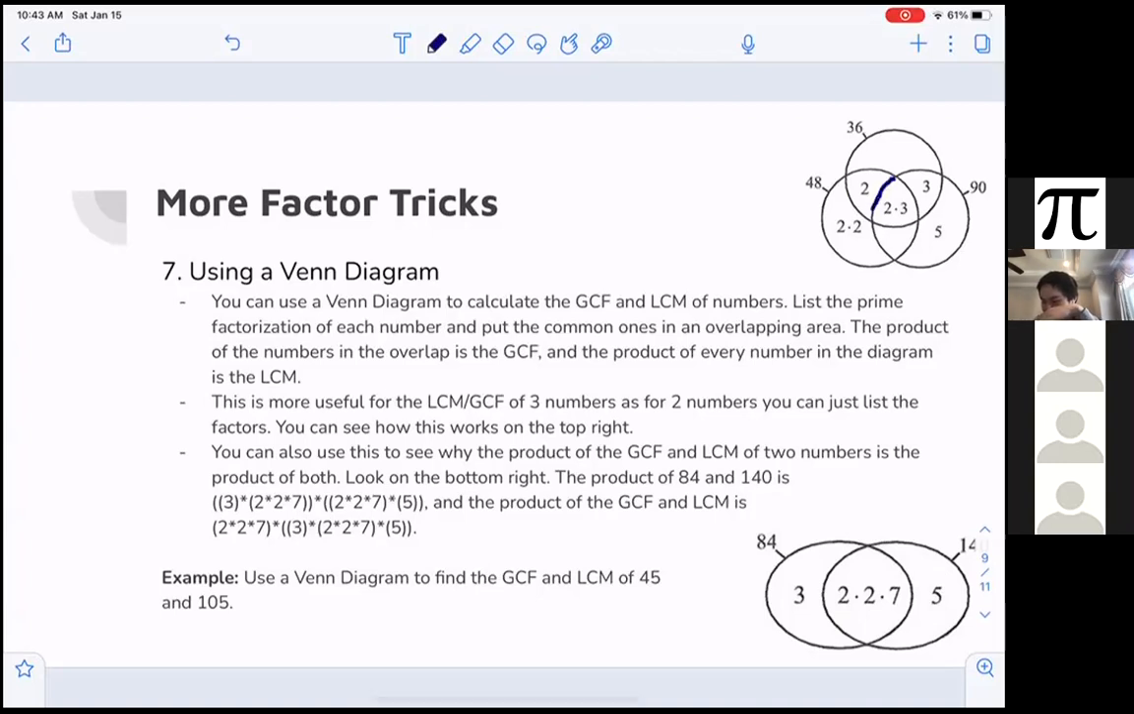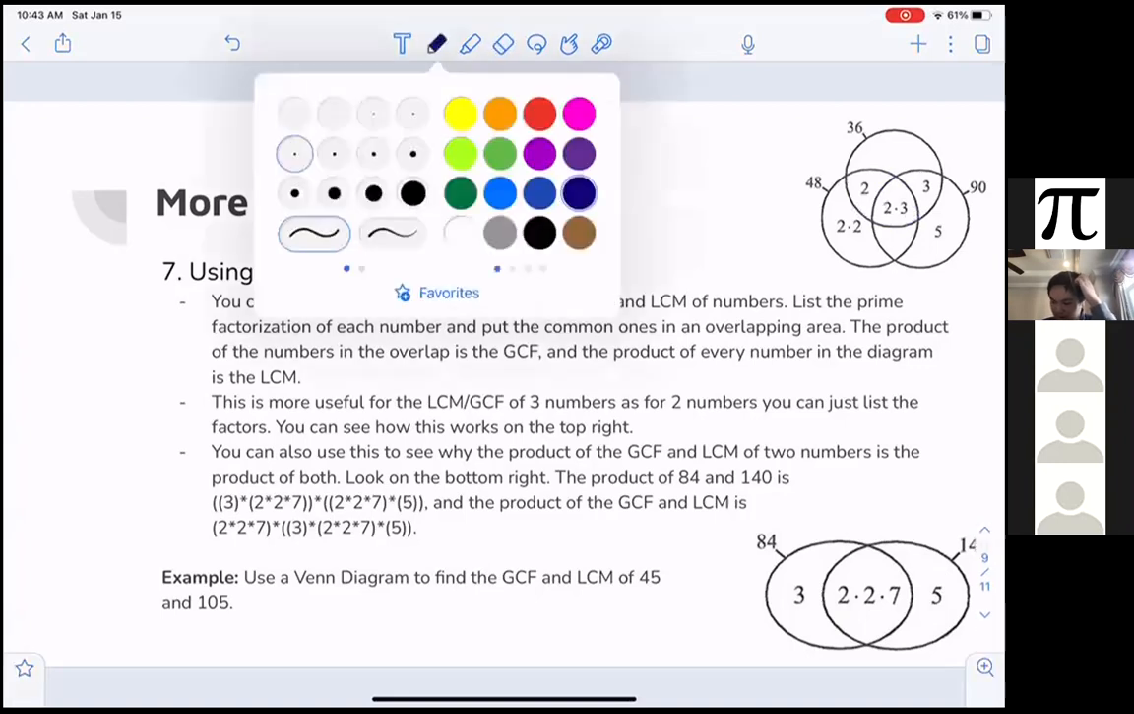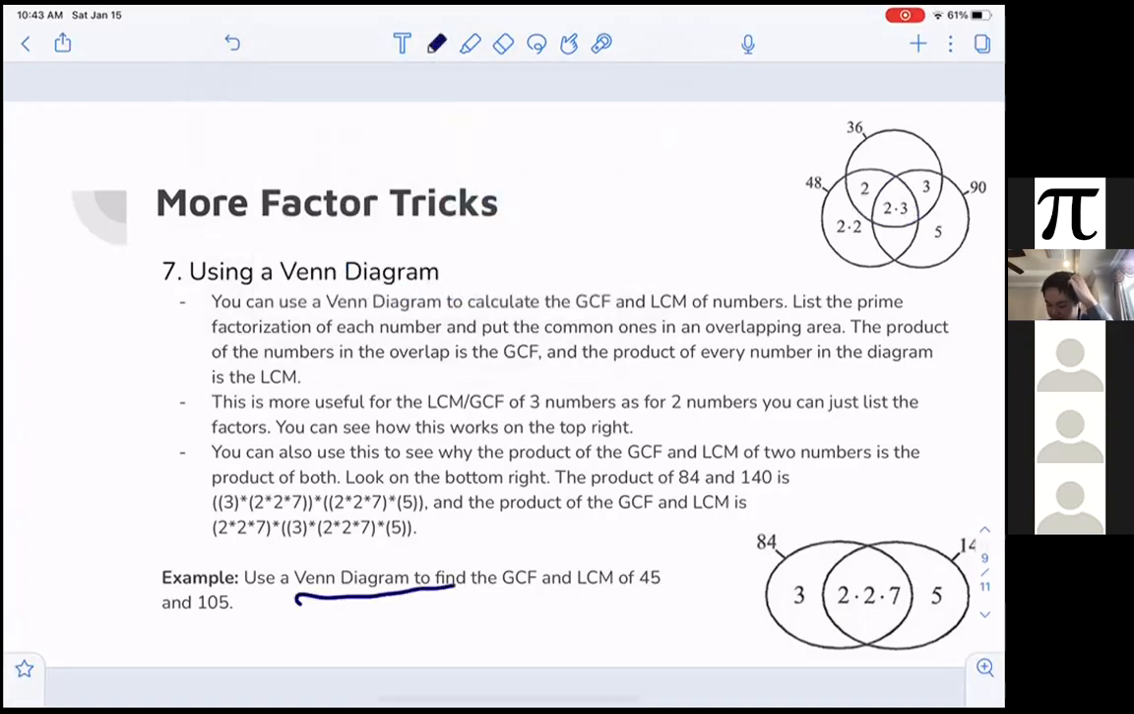The GCF is the intersection of all 3 circles, 6, which is surprisingly small, but it's correct. So now we'll have you use the Venn diagram to find the GCF and LCM of 45 and 105.